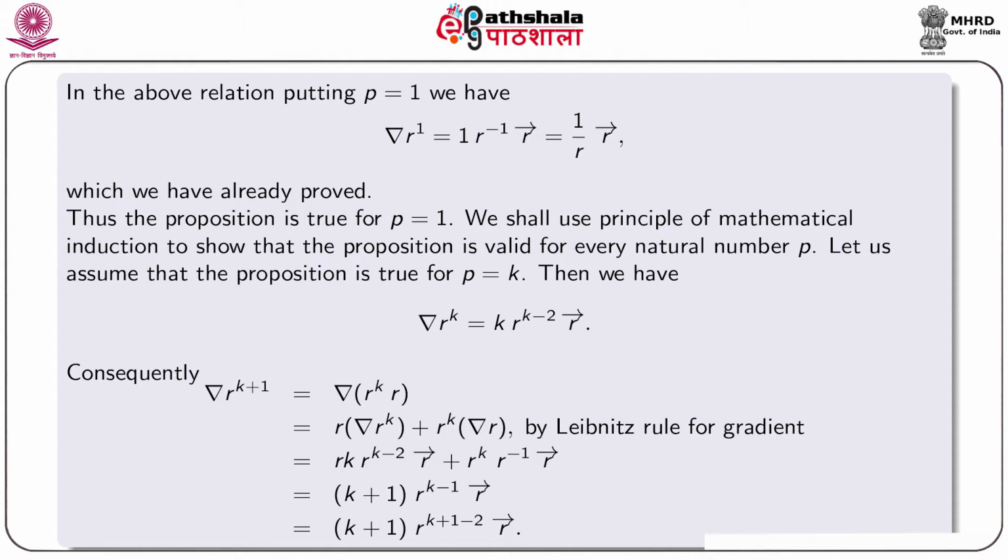Using Leibniz rule and chain rule, this equals r times gradient of r to the power k plus r to the power k gradient of r, that is r times k r to the power k minus 2 vector r plus r to the power k times 1 by r vector r. Simplifying, we find gradient of r to the power k plus 1 equals k plus 1 times r to the power k minus 1 vector r.